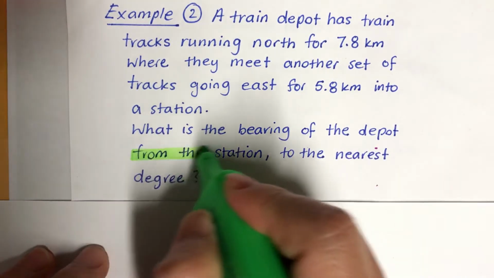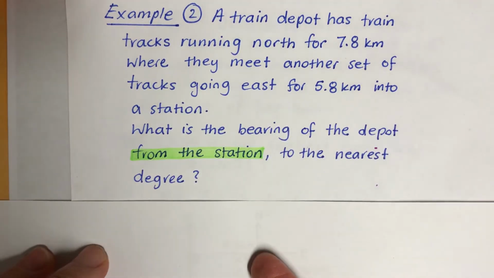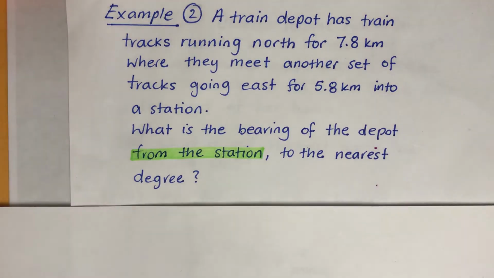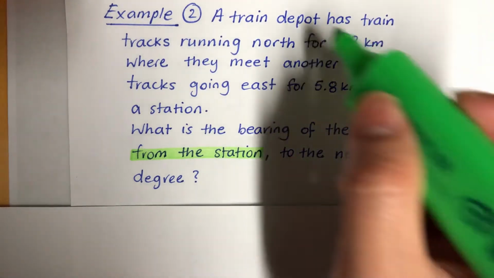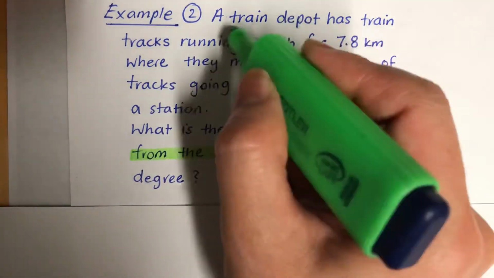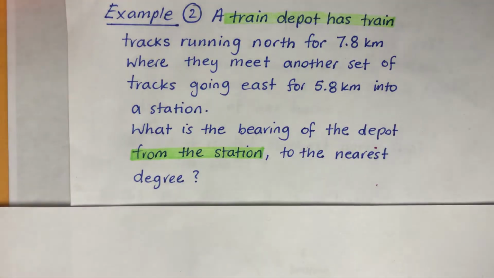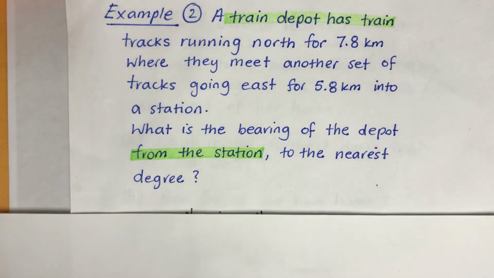So we have another compass there. So I'm trying to find, was there any from depot? No. So let's have a look. Oh, it says here, a train depot has train tracks running. So that's sort of our first. So depot was our first starting point, and then we're moving into the degree. Okay, so that's not too bad.